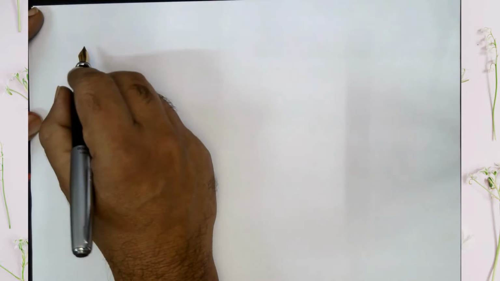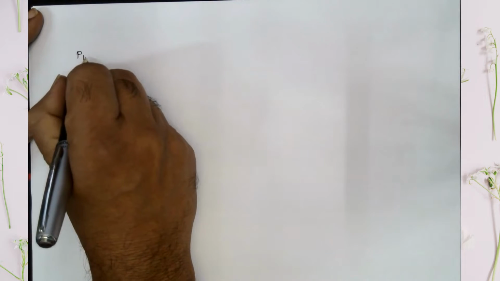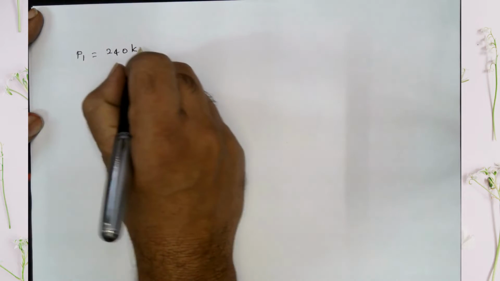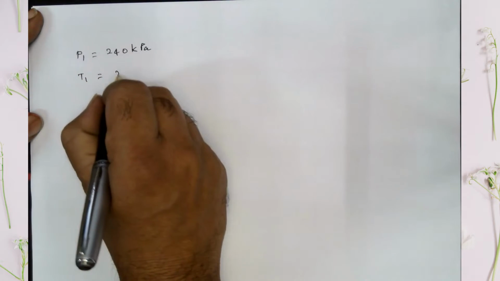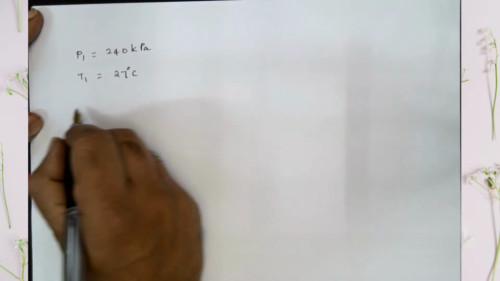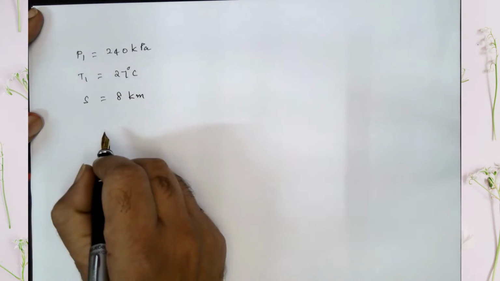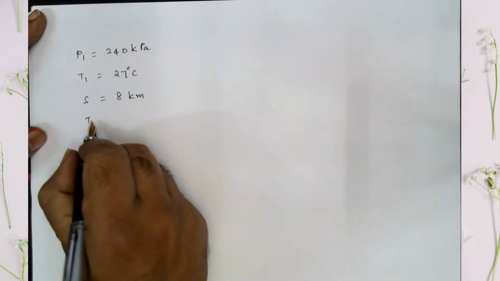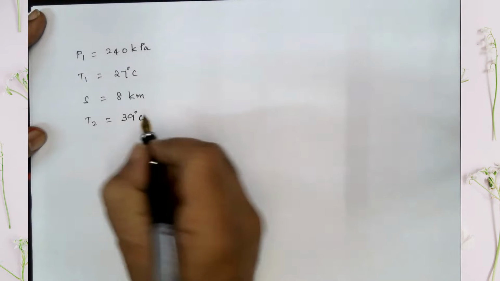The pressure is 240. There are two pressures. So P1 is equal to 240 kilopascal at, that is T1 is equal to 27 degree centigrade. She travels 8 kilometer. So the distance traveled is 8 kilometer to reach the school, and the temperature of the bicycle tire increases. So now T2 is equal to 39 degree centigrade.